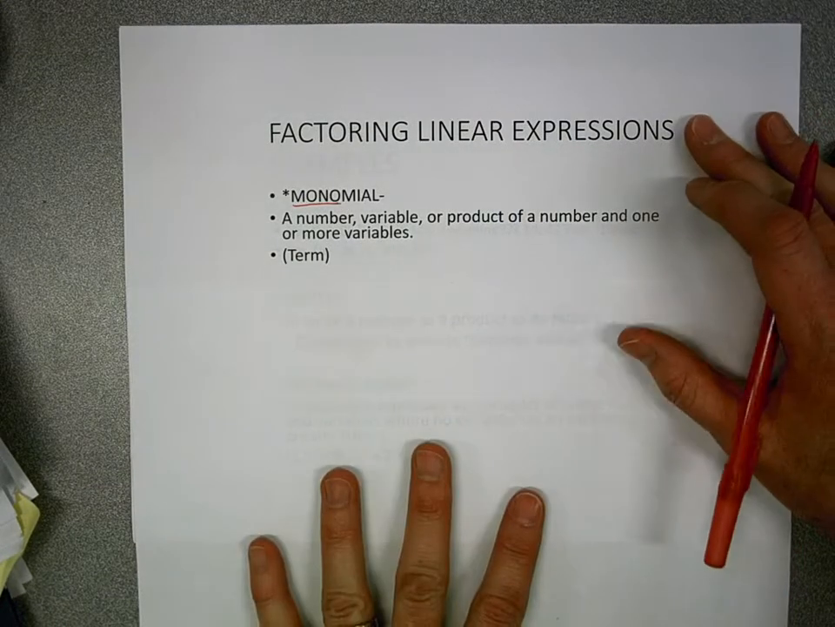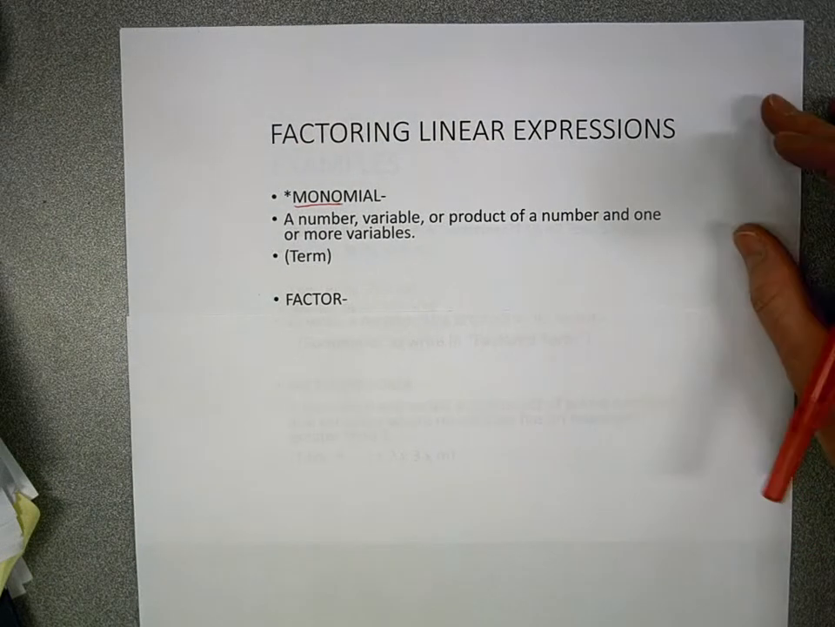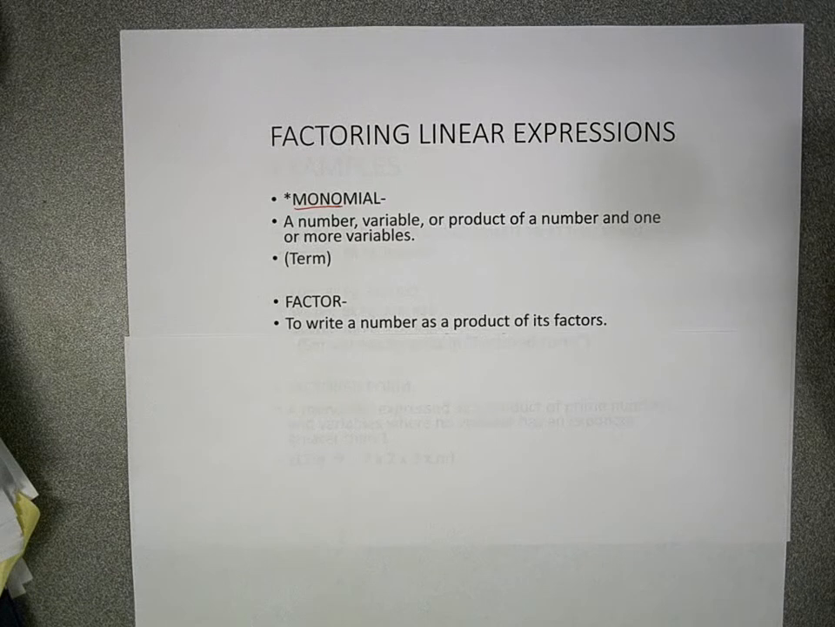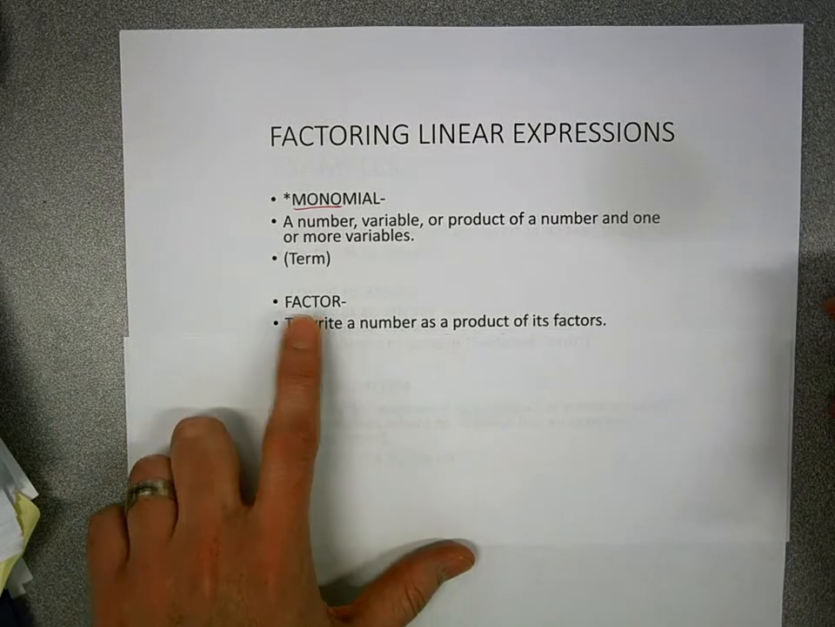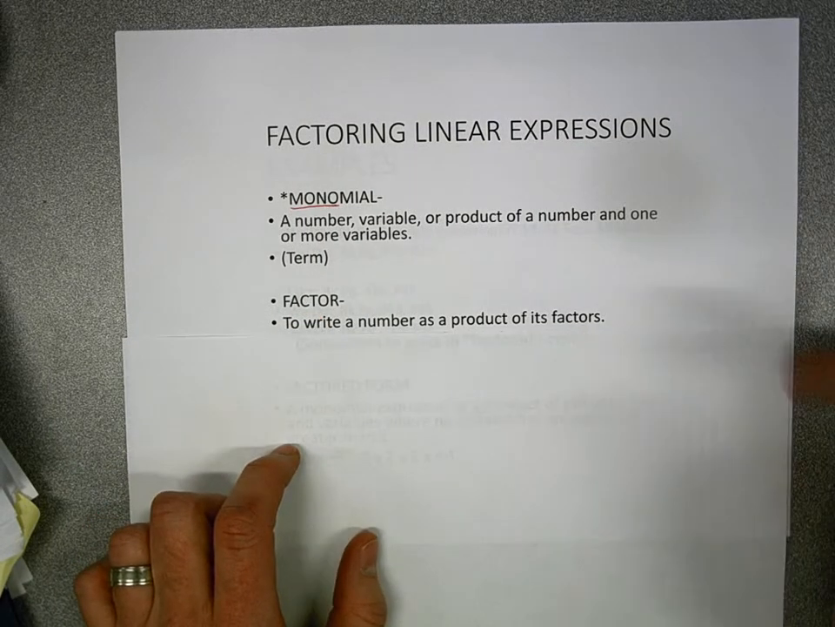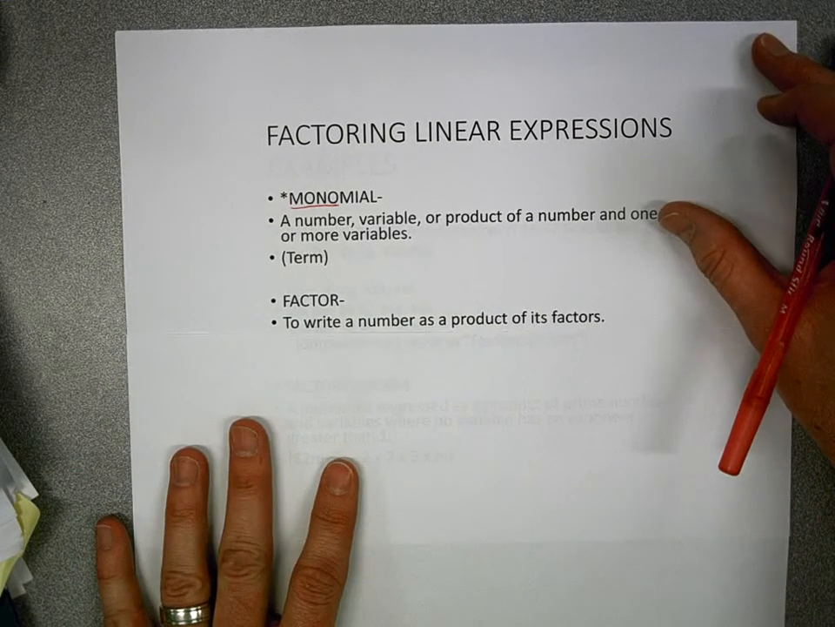All right, let's get to the rest of our words, though. The very next word is factor, everyone. Factor. So your book says this is to write a number as a product of its factors. Okay? So the definition, that is just the verb, right? And that would be the noun. All right? But it's one of those weird words where it's kind of the same word. Okay? Both forms are the same.